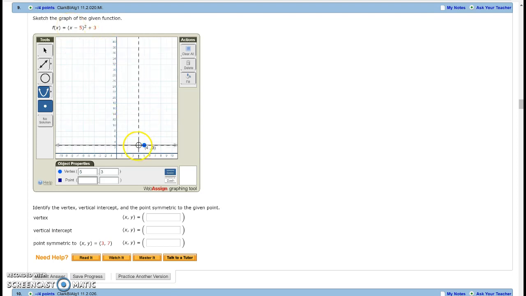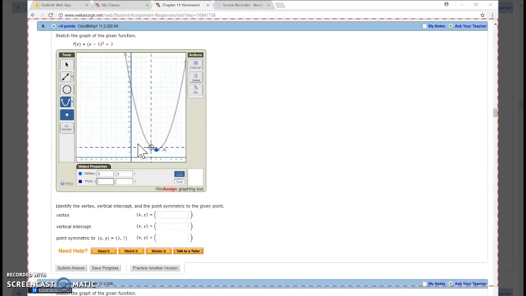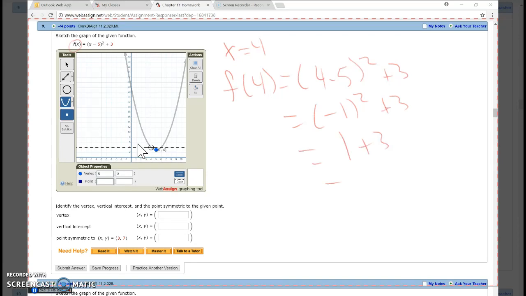So I'm going to click on 4. When x equals 4, what is the y value? I'm going to plug in x equals 4 here. So f of 4 equals 4 minus 5, whole quantity squared, plus 3. I'm going to get negative 1 squared plus 3. Then 1 plus 3 gives me 4. So when I plug in x equals 4, my y value is going to be 4. So I got the point (4, 4).